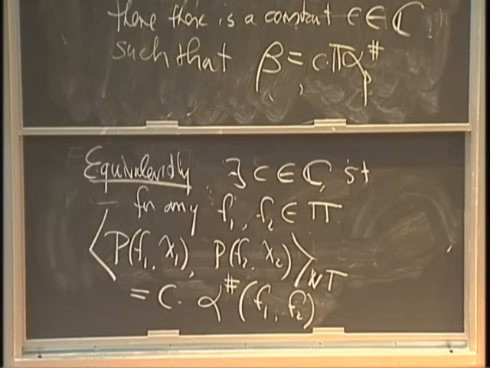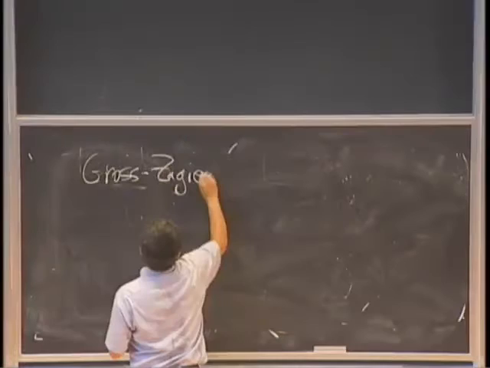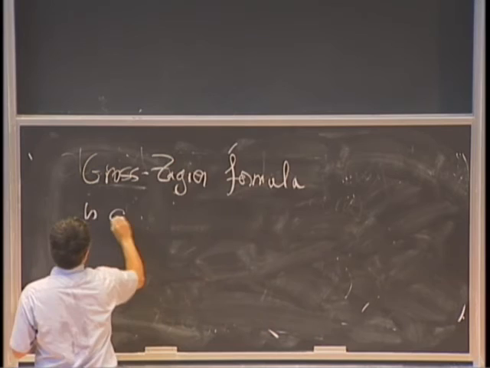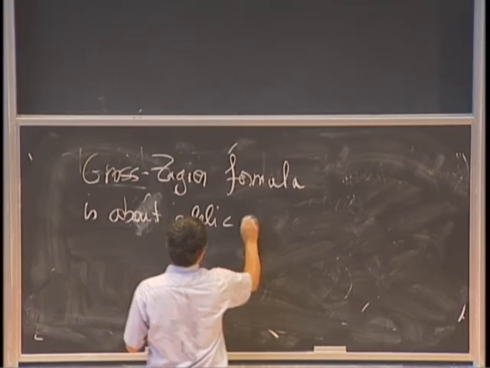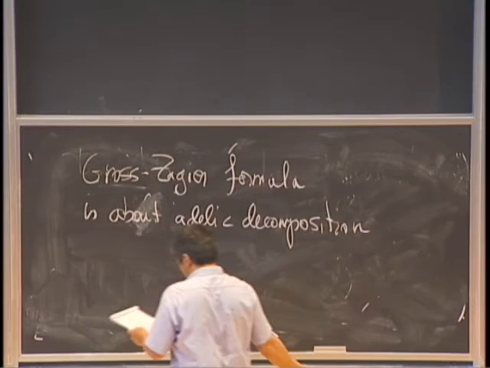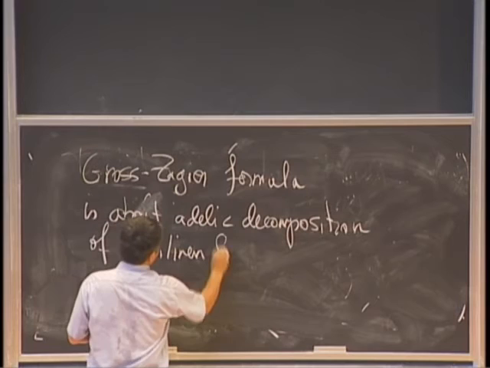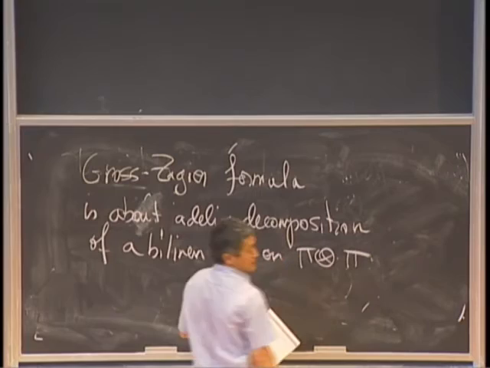Okay, so let me write down something if you want to remember. In other words, if you want one sentence, what is the Gross-Zagier formula about? The Gross-Zagier formula is a formula about an adelic decomposition of a bilinear form on pi tensor pi. Right, so that's the way we end up.